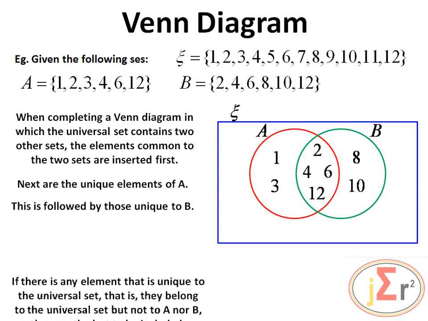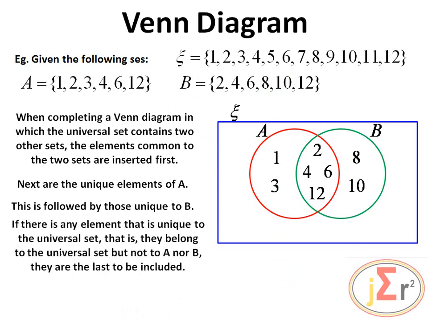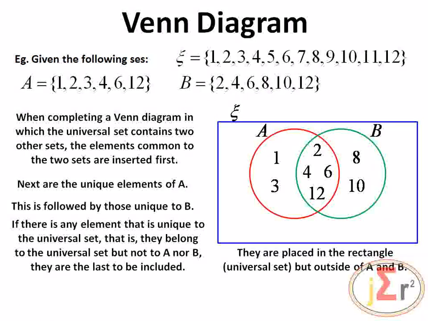Right. And finally, if there is any element that is unique to the universal set, that is, they belong to the universal set but do not belong to A nor B, they are the last to be included. The last but not the least. They are placed in the rectangle, the universal set, but outside of A and B. 5 is one of them. 7 is another. Not in any other set, but in the universal set. And finally 11. So those are the elements that are not in A and are not in B, but they are inside of the universal set.